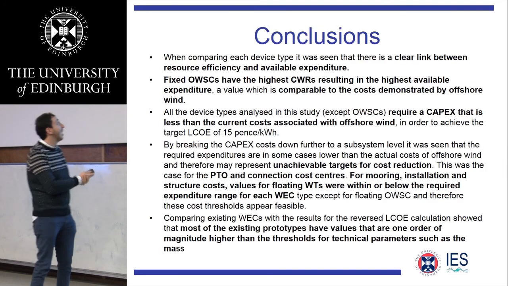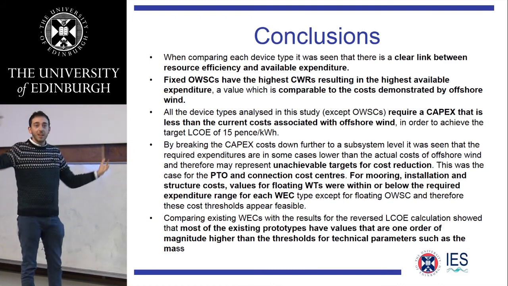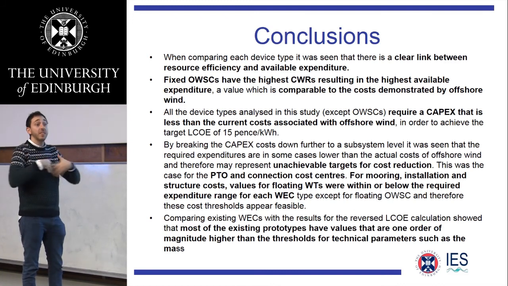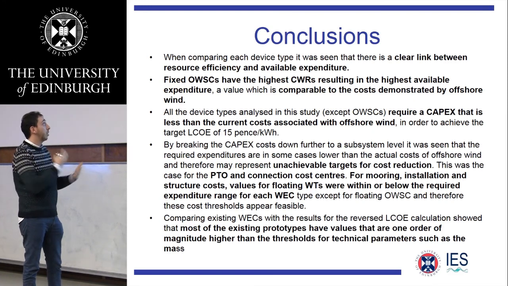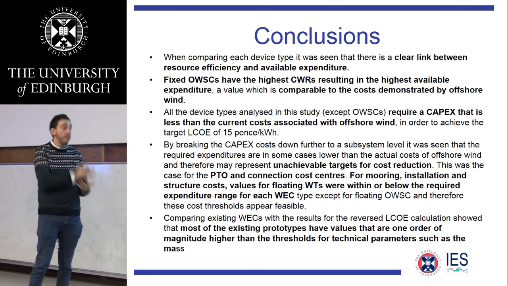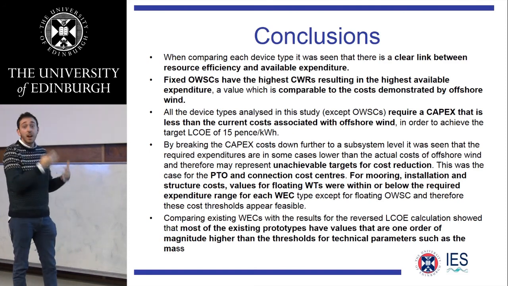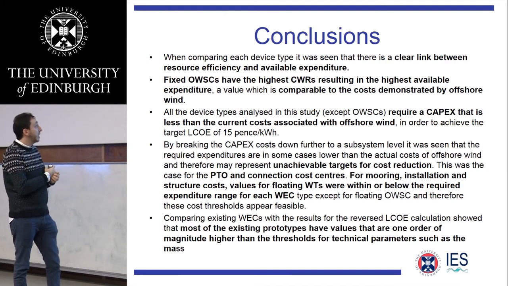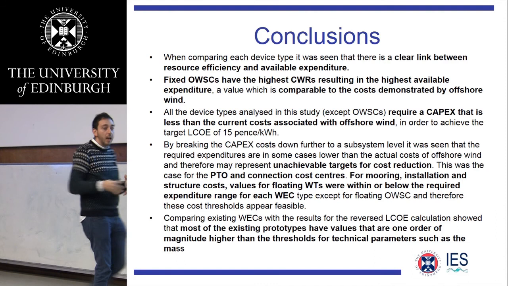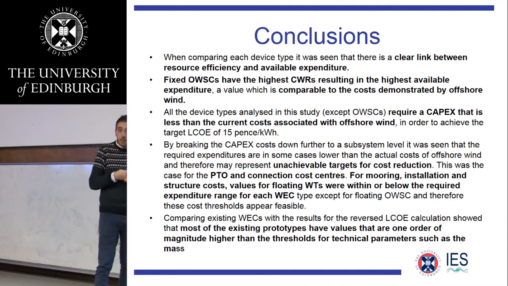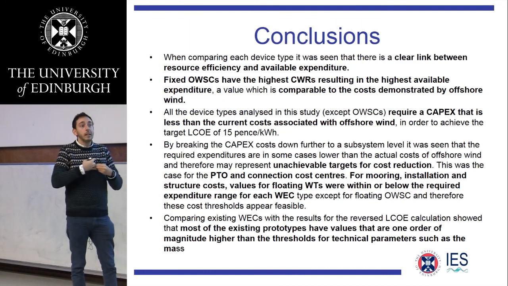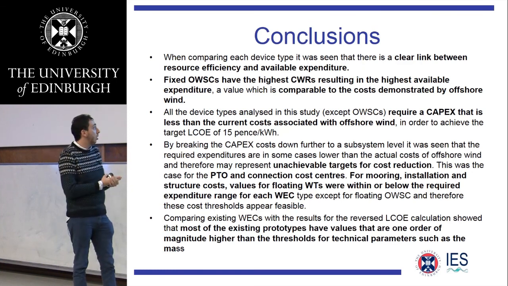So just let me finish with some conclusions. Clear link between the annual energy production and then the available expenditure you have. The fixed oscillating wave surge converters have the higher efficiency, then have the higher available expenditure, and they are the only ones that have comparable costs with offshore wind. By breaking down the CAPEX, we see that there are some cost centers that have some targets that are very difficult to achieve, like PTO. Offshore wind has not achieved these limits with respect to CAPEX, so either they are difficult to achieve or we need to focus on that.